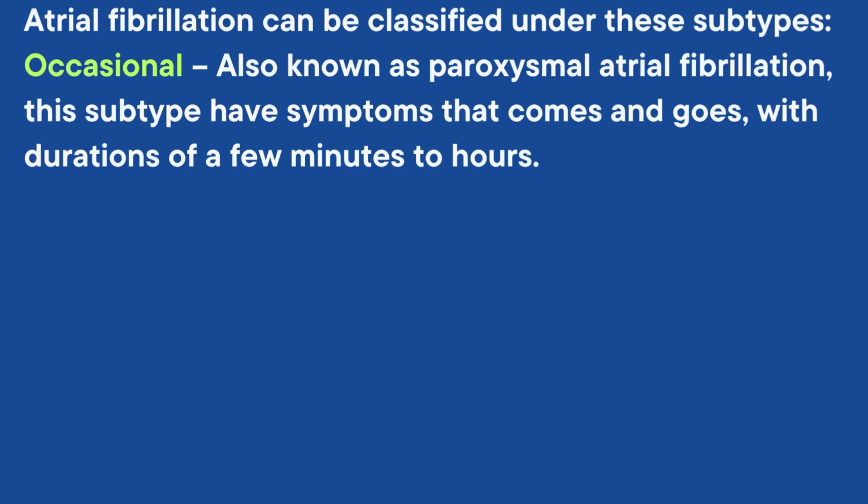Lack of consistency in describing patterns or types of atrial fibrillation has led to the use of numerous labels. Atrial fibrillation can be classified under many subtypes. First one is occasional, also known as paroxysmal atrial fibrillation. This subtype has symptoms that come and go, with a duration of a few minutes to hours.